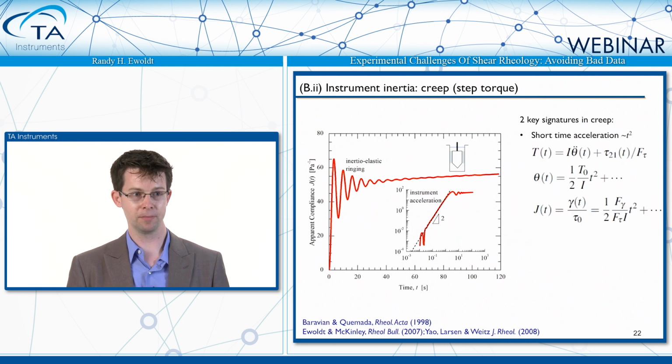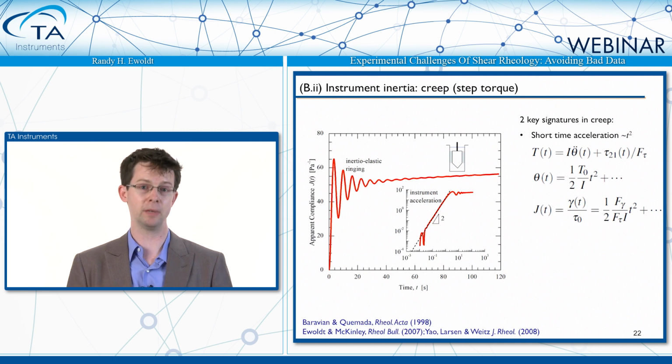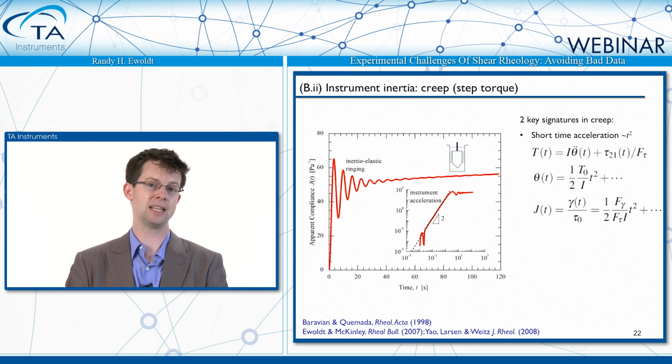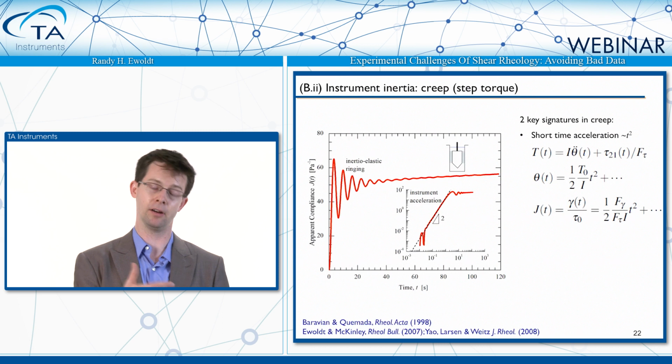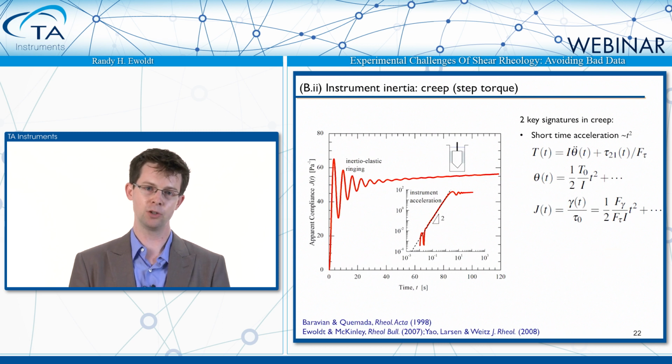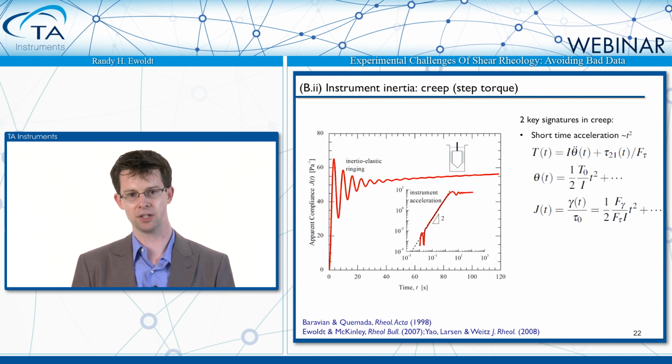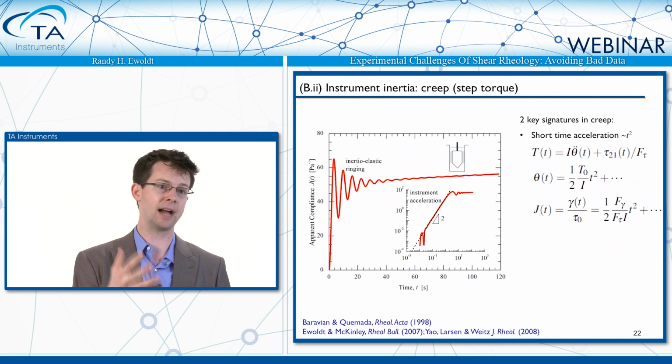Where do these things come from? At short time scales, this is actually the acceleration of the instrument itself. Before the material can resist anything, the material has to get up and the instrument has to get up and get moving. If you've ever solved classical physics acceleration problems, F equals ma. If F is constant, your acceleration is constant, which means that your displacement will be growing like time squared initially. That's exactly what happens here.